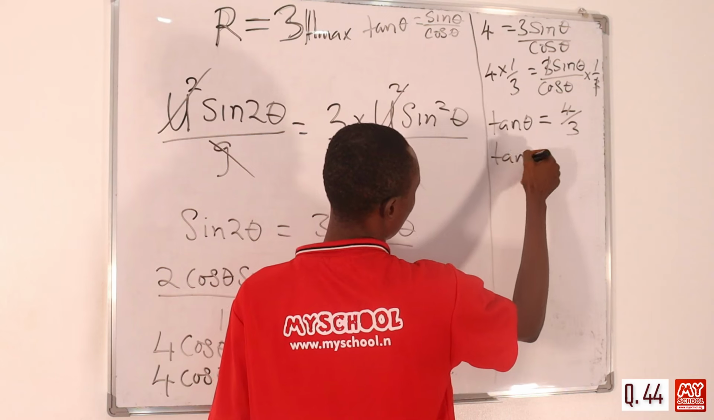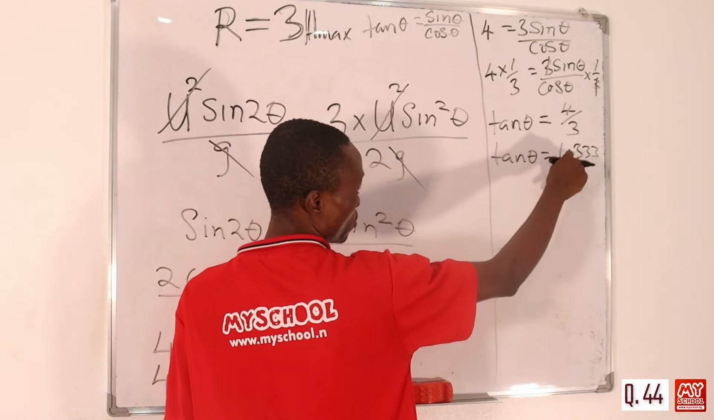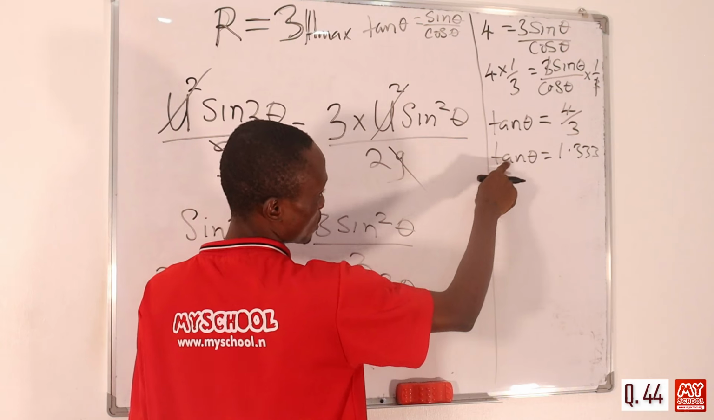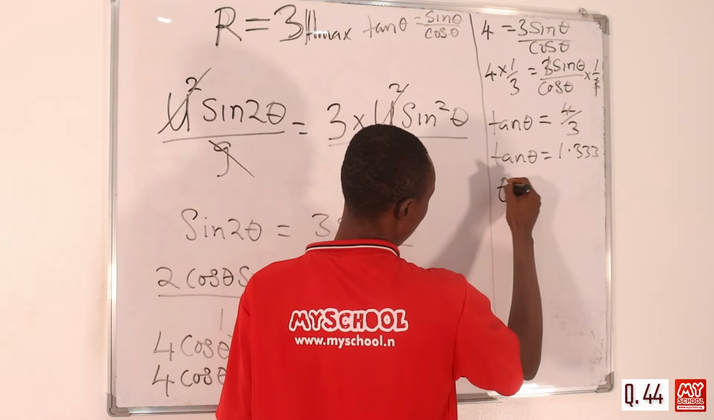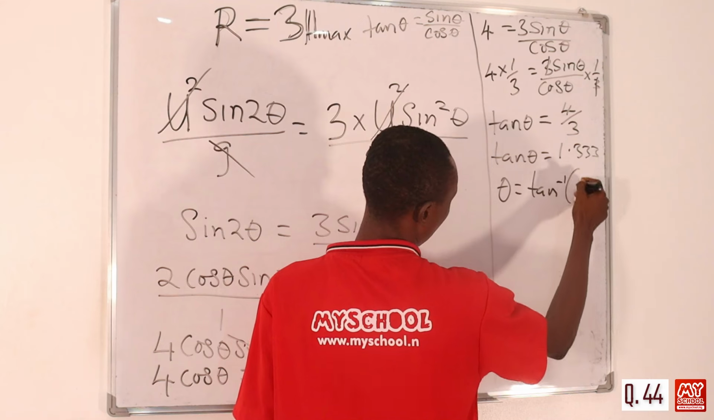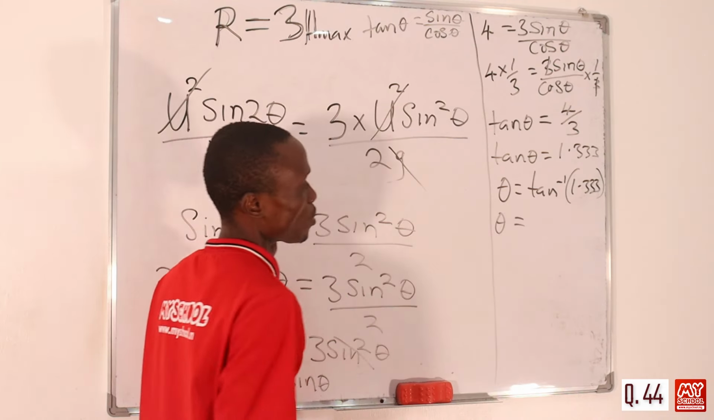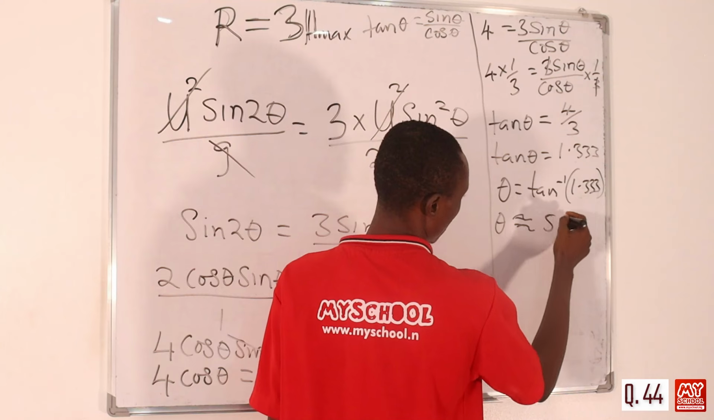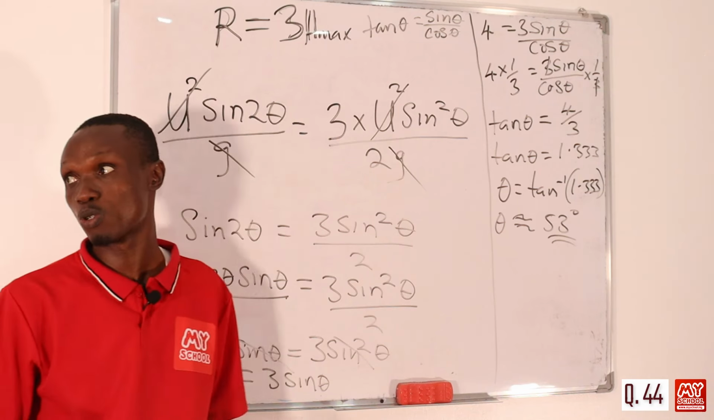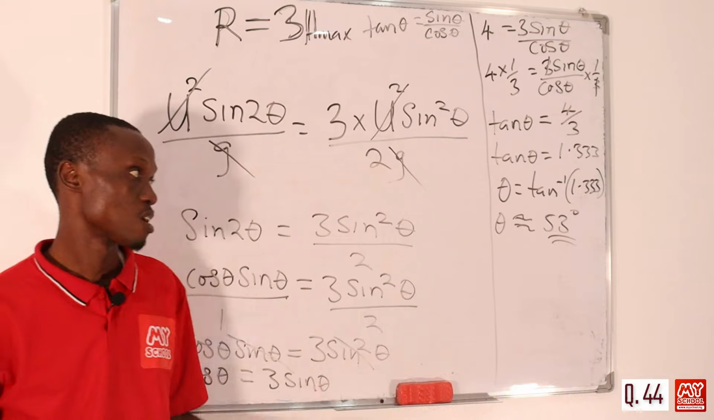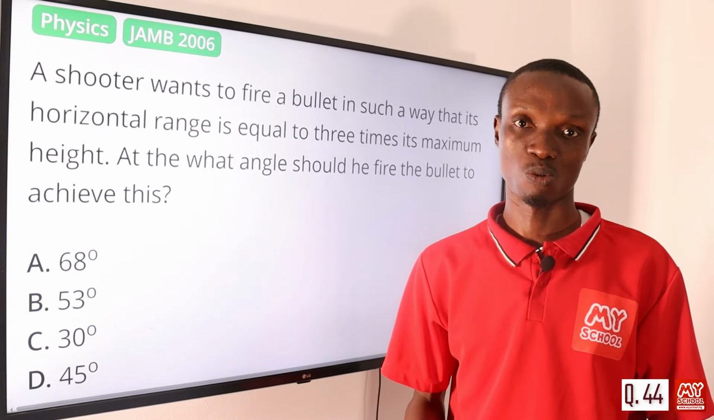So tan theta will be equal to 1.333, because 4 divided by 3 gives you this. Then we are not looking for tan theta, but we are looking for theta. So we have to take the tan inverse of both sides, so that theta is equal to tan inverse of 1.333 in brackets. And this will be equal to approximately 53 degrees. So the angle at which the shooter has to fire the bullet to achieve this is 53 degrees. So that makes option B the correct answer to this question.